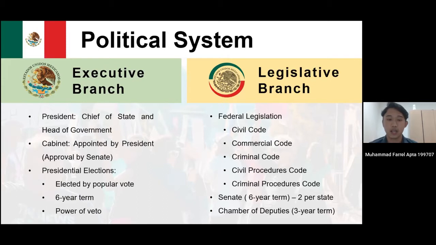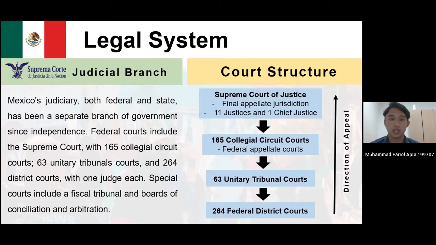For the legislative branch, federal legislation is codified in five major codes: the civil code, the commercial code, the criminal code, the civil procedure code, and the last one is the criminal procedure code. The legislative branch of the federal government is composed of the Senate and the Chamber of Deputies. There are 2 senators per state and 1 deputy for every 2,500 people in a state. Senators serve a 6-year term and deputies are elected to a 3-year term. Neither senators nor deputies can be re-elected for an immediately succeeding term. Each new bill must pass both chambers by majority vote. Now I will pass it to Zhang.